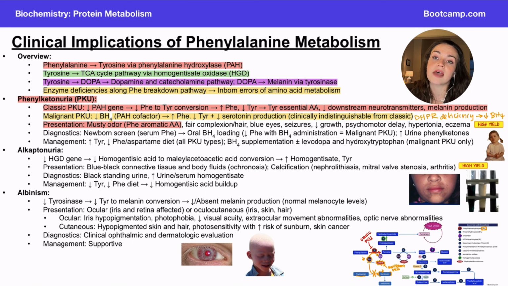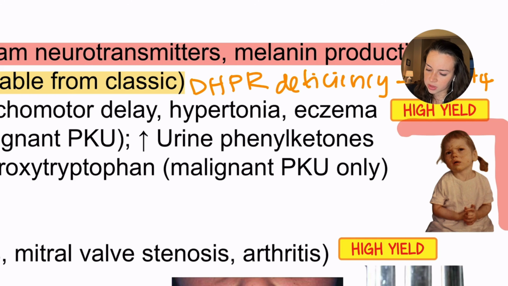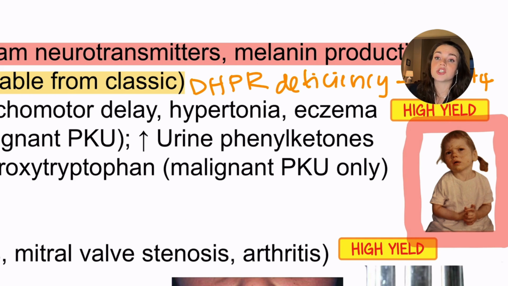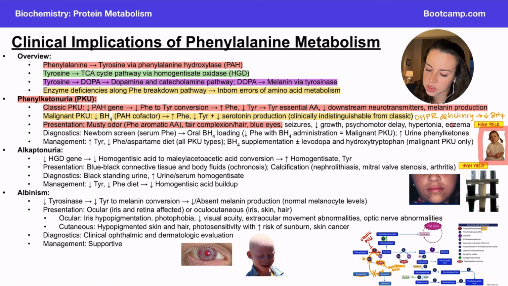Additionally, like we said, we're going to have decreased melanin production, which is going to result in a fair complexion and fair hair and blue eyes. So down here, you can see an example of a patient with PKU, and you can see she has a fair complexion, she has blonde hair. You can't really see her blue eyes here. And then the other thing you can see sort of on her face is she has some eczema, another common finding for patients with PKU.